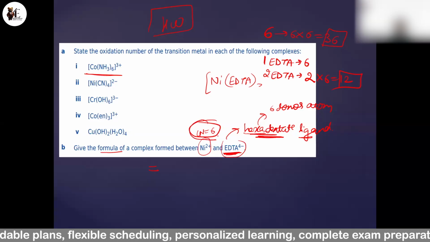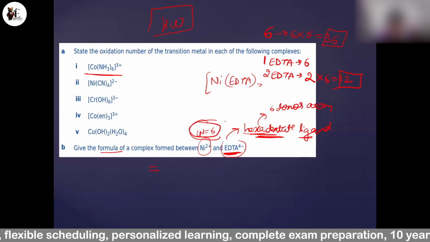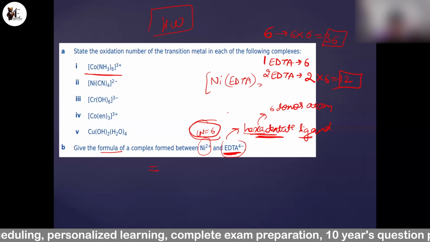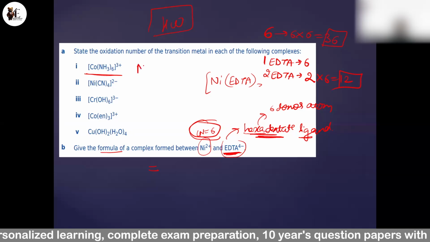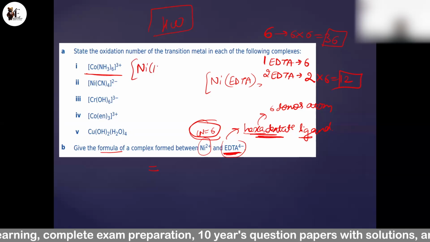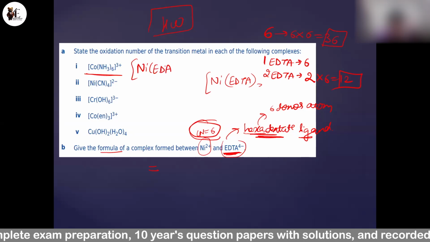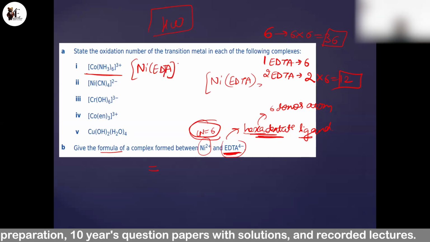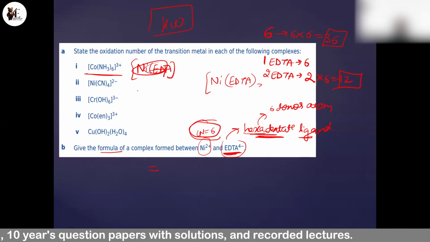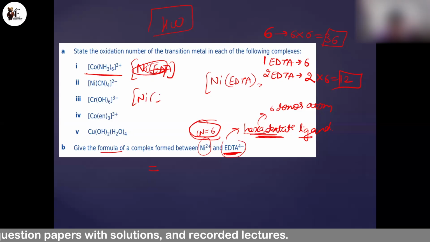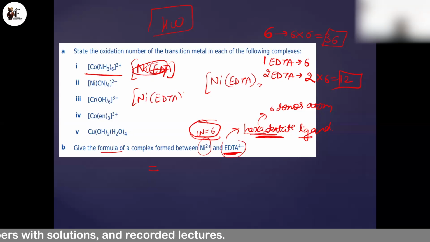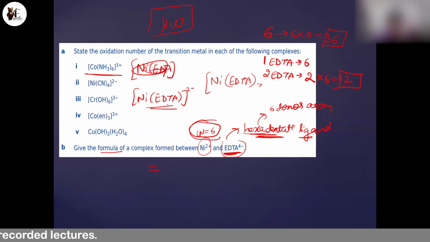Maximum coordination number is 6. So only 1. The formula is nickel EDTA. Now tell me what should be the charge on this complex. 2 minus. This is the formula of the complex. Thus, B part. Clear?